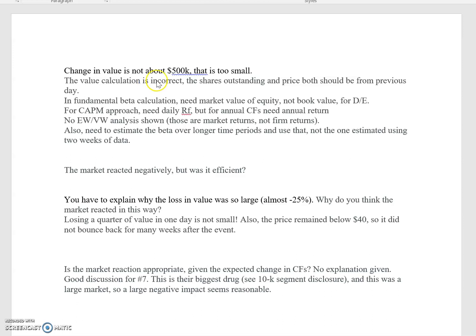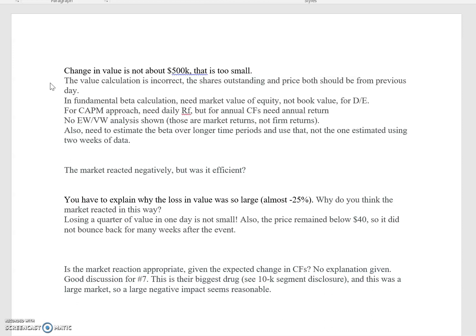The second is a few students had this problem. So they used the shares outstanding and the price to calculate the dollar value of the impact. They used the shares outstanding and the price from different dates. So keep in mind that they should be from the same date and it should be from the previous day.